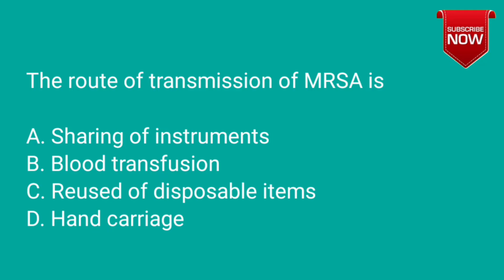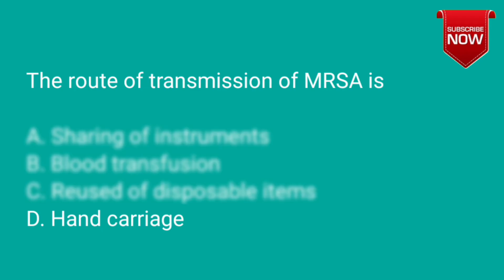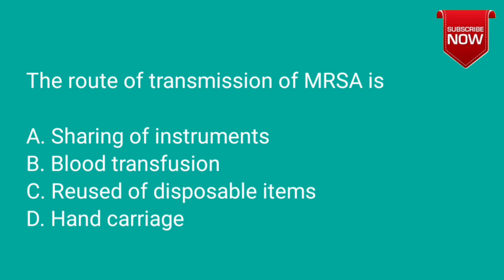The route of transmission of MRSA is option A sharing of instruments, option B blood transfusion, option C reuse of disposable items, option D hand carriage. The correct answer is option D hand carriage. Methicillin resistant Staphylococcus aureus is transmitted through skin to skin contact.